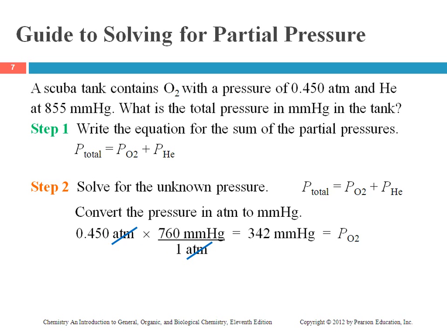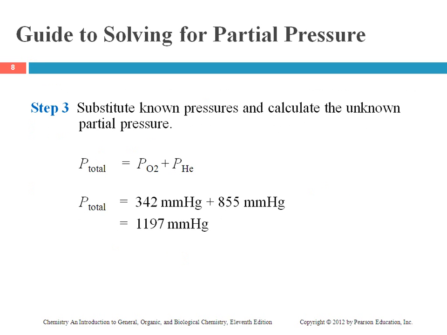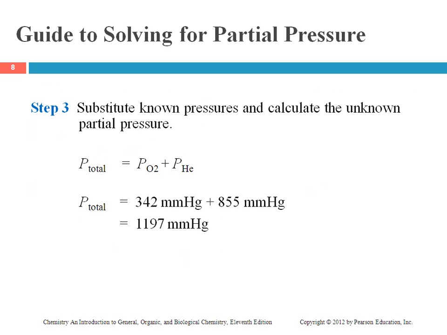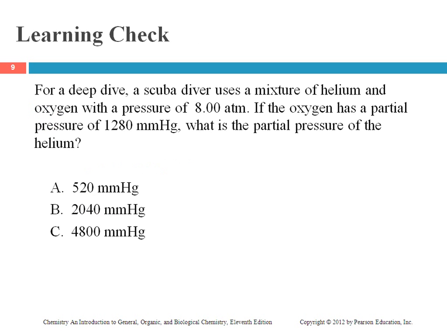Okay, and so our pressure of 0.450 atm, which we converted to 342 millimeters mercury, and we have a pressure of 855, so 342 plus 855 gives us a total pressure of 1,197 millimeters mercury. So all you do is add up all the partial pressures of the gases that are involved, and voila, there you go, you've got your P total.